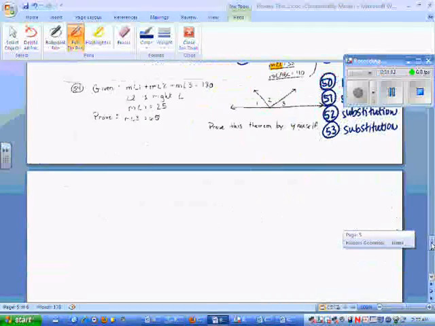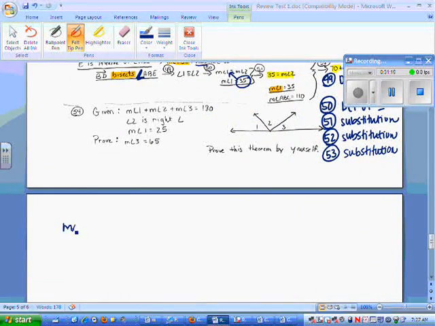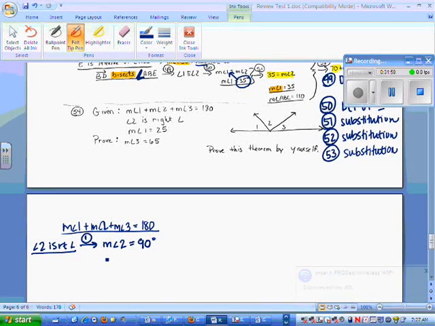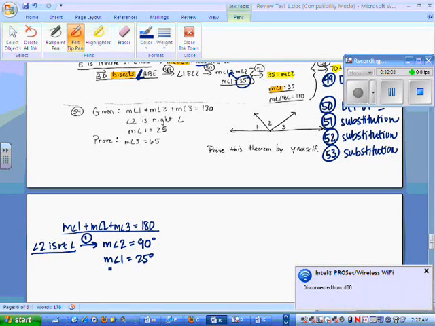Alright, last but not least, we're going to try to prove this theorem by yourself. So we have the givens. We're going to go ahead and write those down. We know that the measures of angles 1, 2, and 3 equal 180 degrees. We know that angle 2 is a right angle. And we know that the measure of angle 1 is 25. Well, if we know angle 2 is a right angle, we know that the measure of angle 2 is 90 degrees. That's going to be our first reason. We also know that the measure of angle 1 is 25, and that's also given.